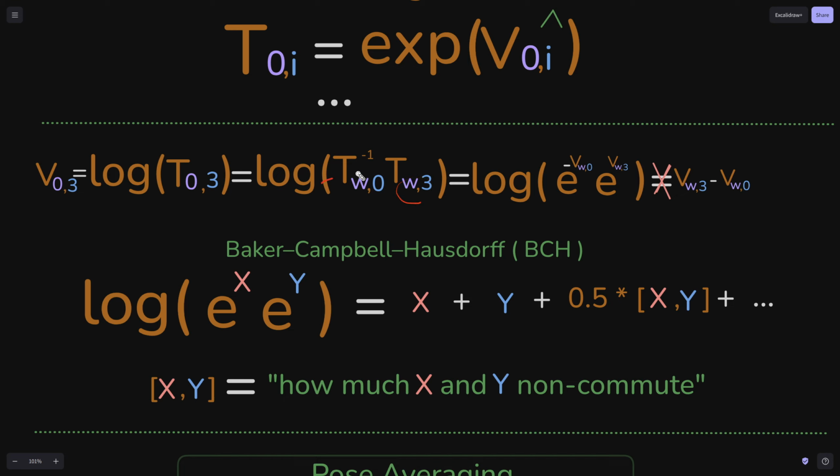Okay, what is the exponential of those? So this is e of the minus, because let's remember there is an inverse here, VW0 composed by e of VW3. Okay, so far this is totally correct. See, we just decomposed it, and this was what we used to get the right and correct solution.